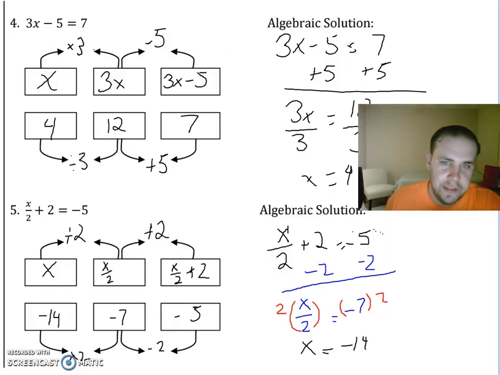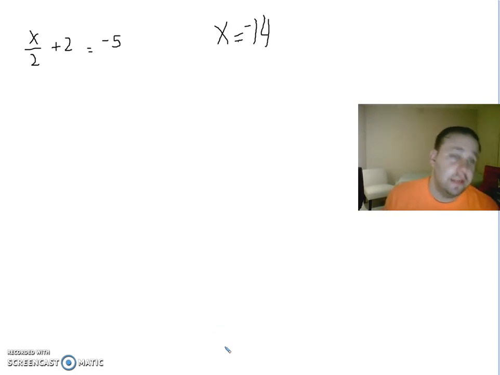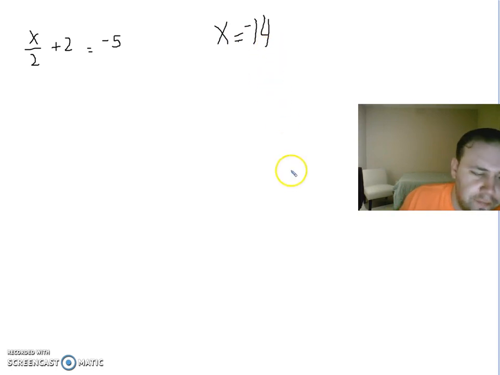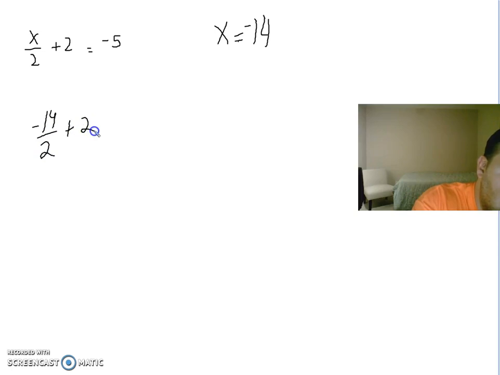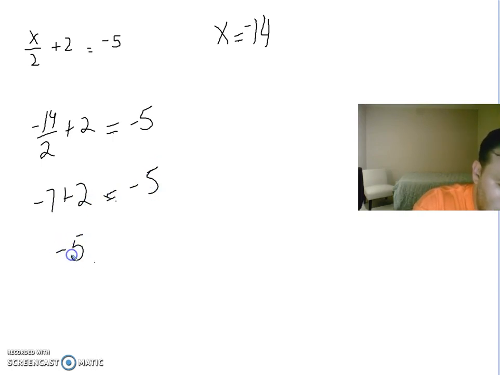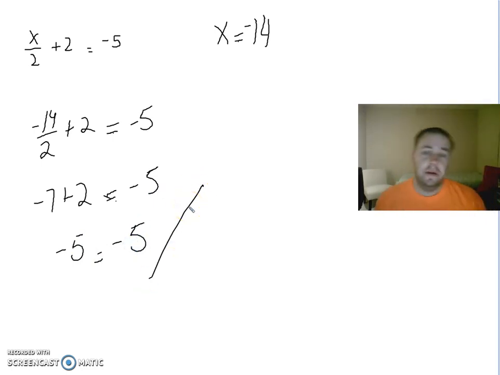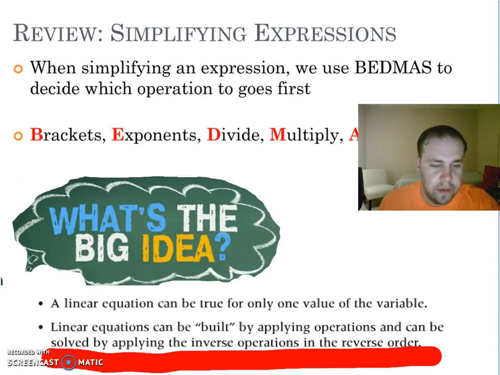So if I take a look at my last question, x over 2 plus 2 equals negative 5, we got x equals negative 14 as an answer. Let's check this to make sure that this is true. If I put negative 14 in for x, will this equal the same amount on both sides? Negative 14 divided by 2 is negative 7. Negative 7 plus 2 is negative 5. And that does equal negative 5. So that's exactly what I want. Both sides are equal, and therefore we've proven one of the cases that a linear equation can be true for only one value of the variable.